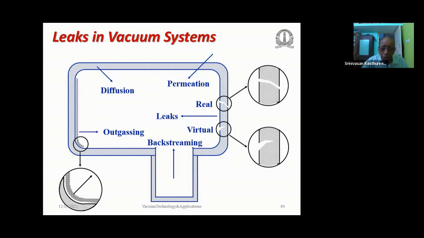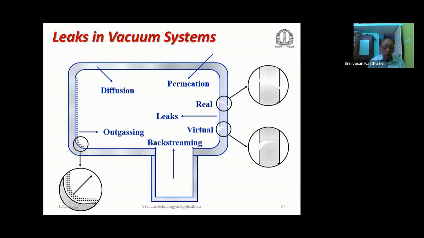There are real leaks, which means there are holes through which gas molecules from outside can enter into the system. These are called real leaks. And there are virtual leaks, in which there is a crevice, or let's say there's a dent in the vacuum system, in the pipeline or something. So gas molecules are trapped inside, and as you evacuate, the gas molecules keep on coming in. All this put together is called leaks. They are known as leaks in the vacuum system.